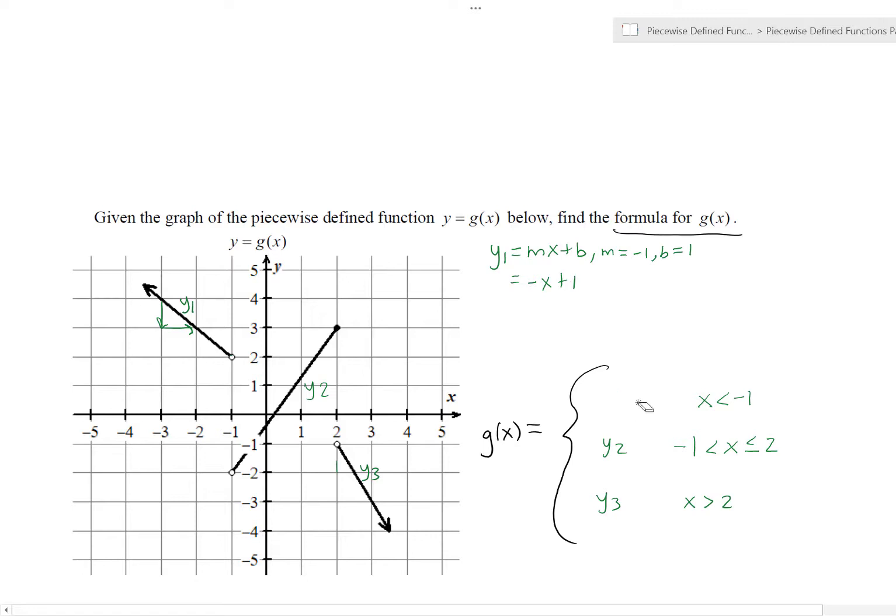We're going to replace that in our g of x here. First rule, y1, -x plus 1. That is true if x is less than -1.